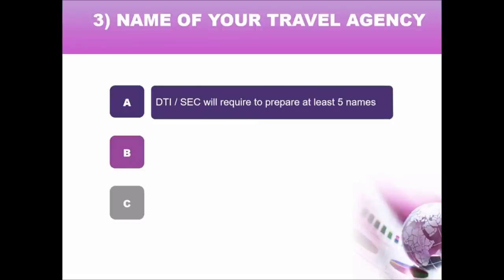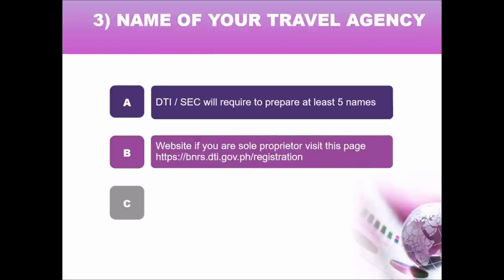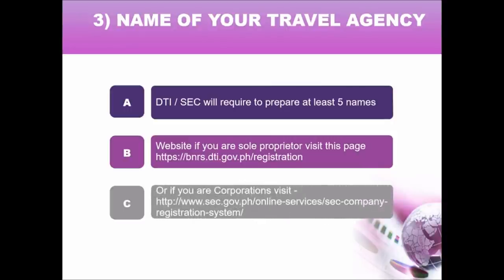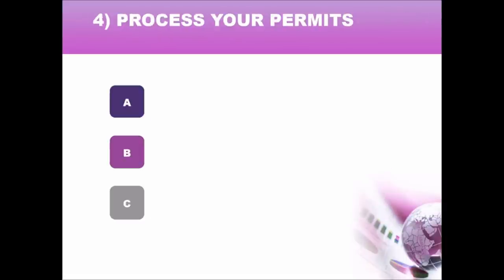Third, you need to decide the name of your travel agency. Upon registration, DTI will require you to give 5 names. To avoid the same name, you should reserve 5 names, and DTI will just decide. You can register online or visit the office. If you're a corporation, you can also register online, or visit directly to the office.